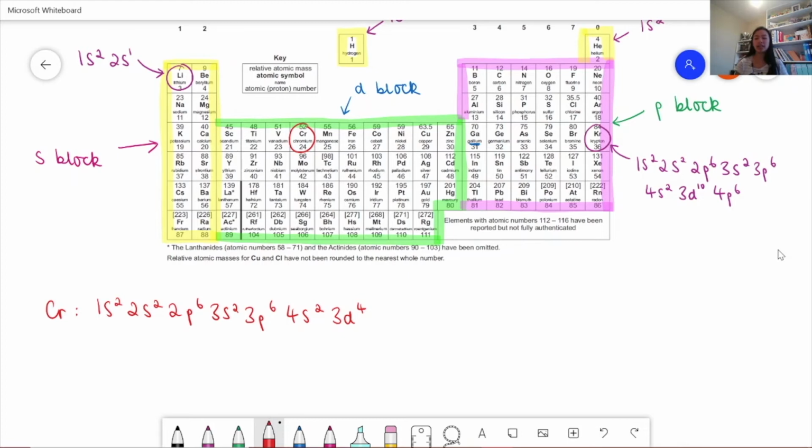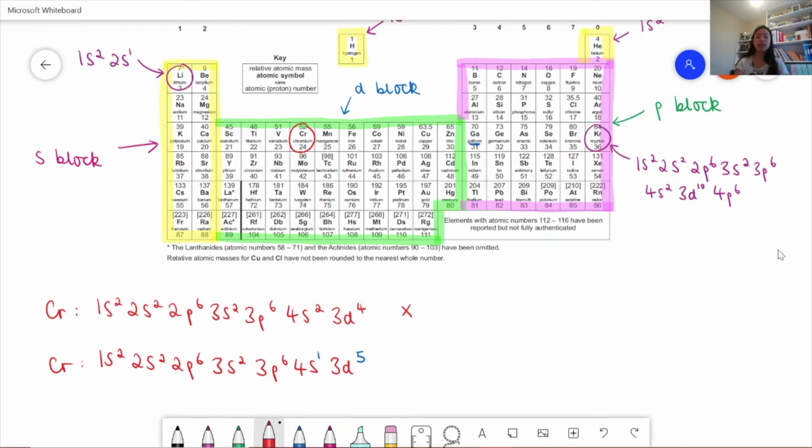However, this isn't the case because chromium likes to only have 1 electron in the 4s, and this happens because of the closeness of the 4s and 3d subshells. So instead of having this, so this is wrong, we have 1s2, 2s2, 2p6, 3s2, 3p6, and then we have 4s1. So only 1 electron is put into the 4s orbital. And so that means that we would have to have 3d5 to account for that extra electron.